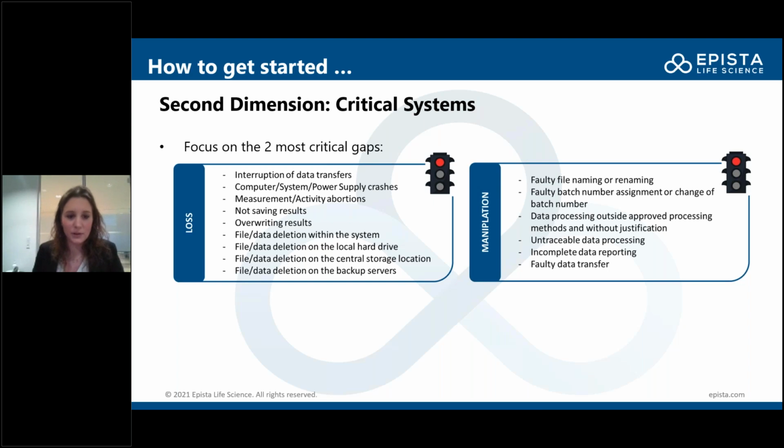You might lose data because you have system, computer, or power supply crashes. It could be because you have a system that's not automatically saving results, and then someone just accidentally forgets pushing the save button. It could be something where you have actual access to any hard drives, if you have central storage locations or backup services, if you can access and delete data there.